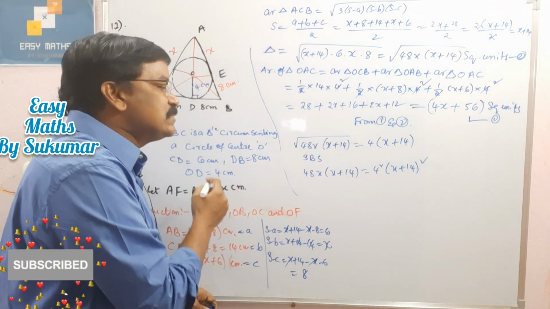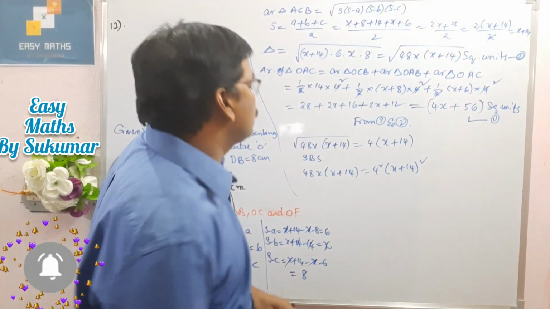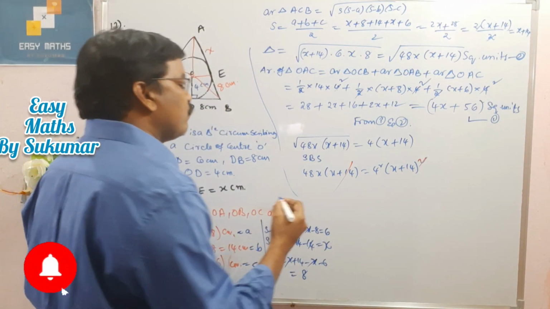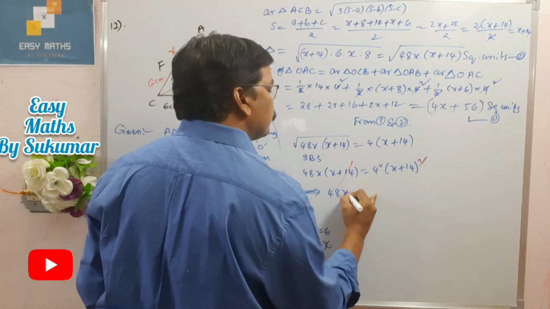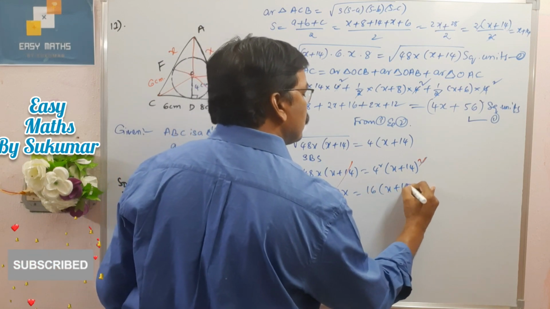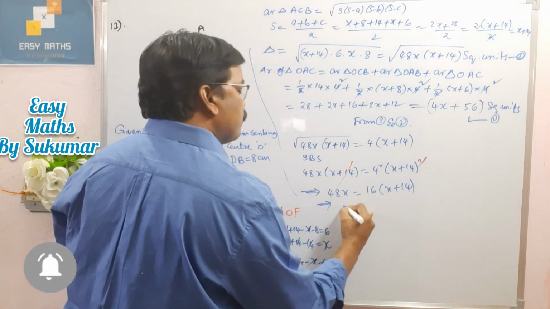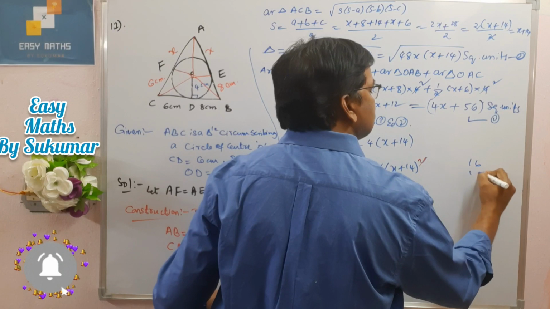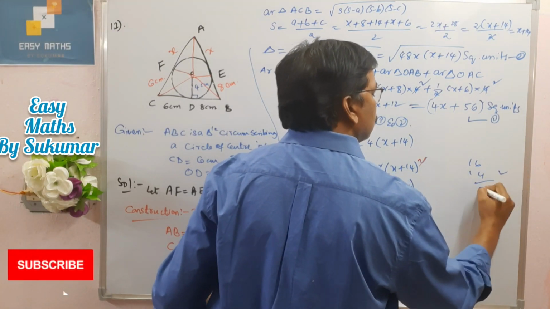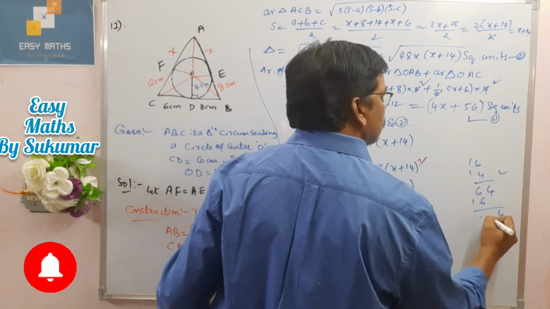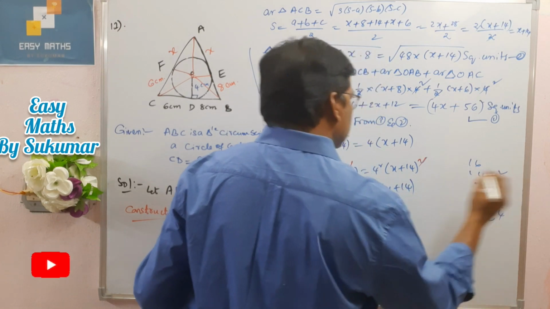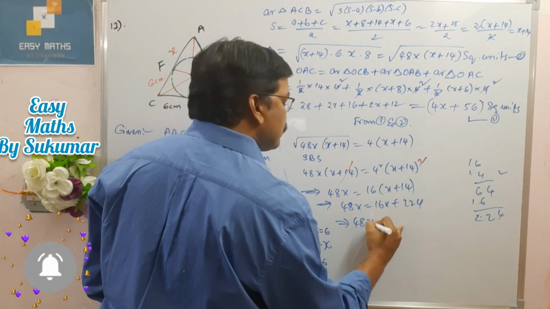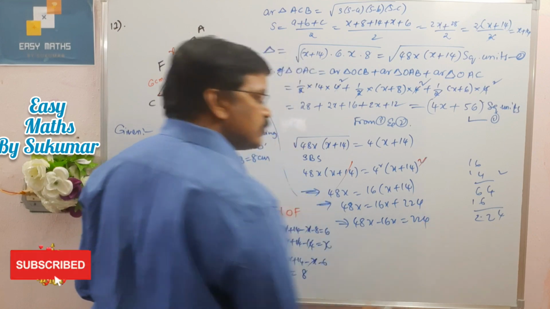Here the square and root get cancelled. Okay, now here this x plus 14 and this square in 1 x plus 14 get cancelled. Then 48x is equal to 16 times x plus 14. Okay, so let us multiply now. 48x is equal to 16x plus 16 14s are, that is 224. So this implies 48x minus 16x is equal to 224.